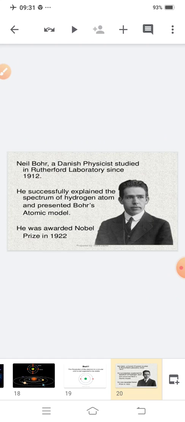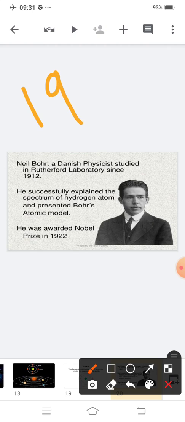Clear? So basically, Niels Bohr explained the stability of the atom, in order to overcome the objections against the Rutherford model of the atom. Whatever drawbacks Rutherford's model had, he started work on that. So Niels Bohr gave a new arrangement of electrons in an atom in 1913. Clear?